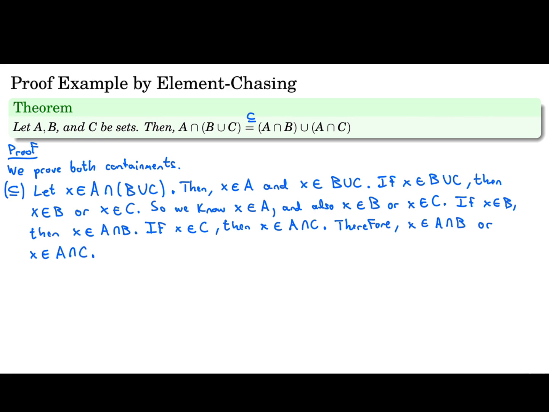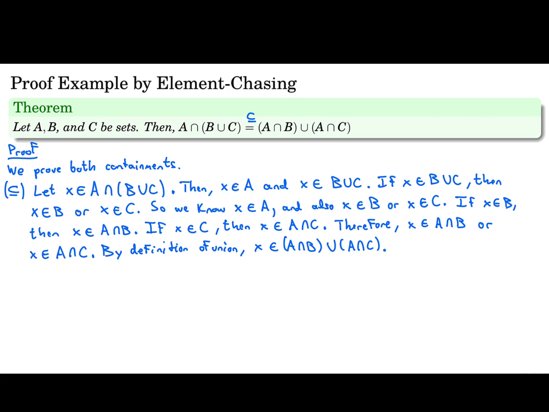But then by definition of union, if x belongs to A intersection B or A intersection C, then x belongs to A intersection B union A intersection C. Okay, and this proves the first containment, right?